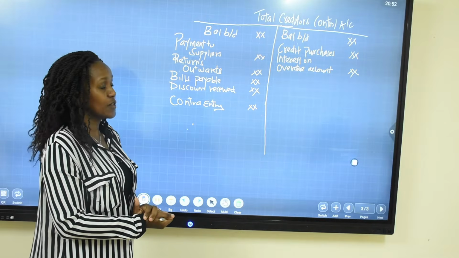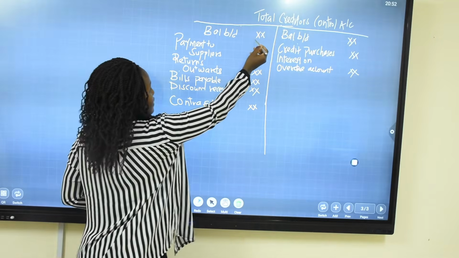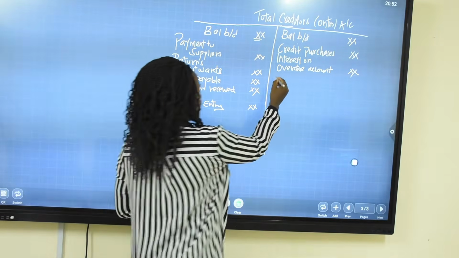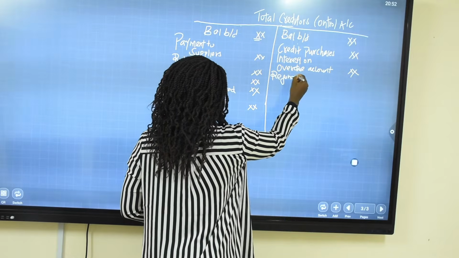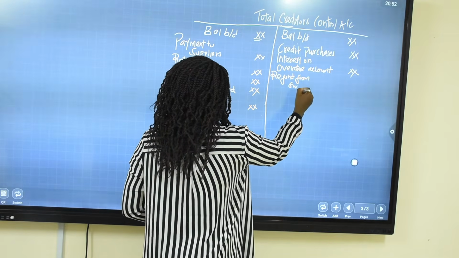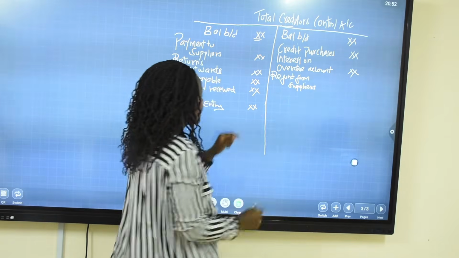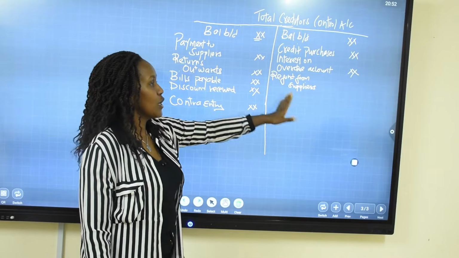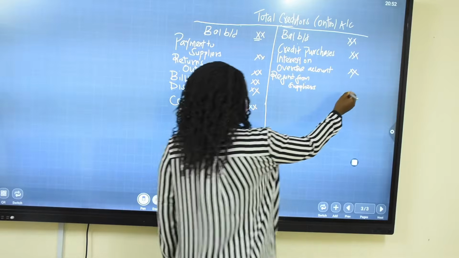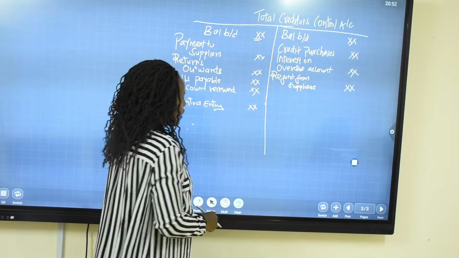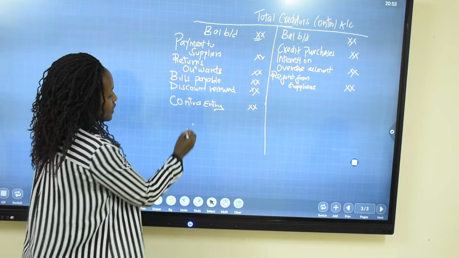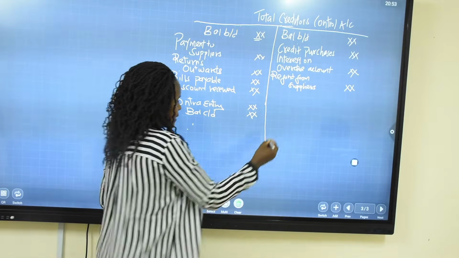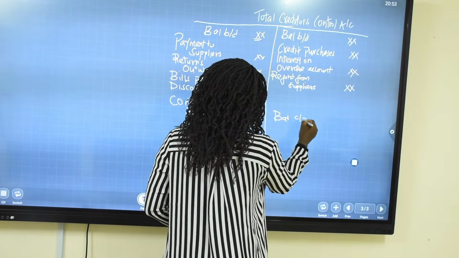Now, we may also receive some refund. Out of this money that we had overpaid, we may receive some refund from the suppliers. So if we get a refund, we are going to put it here, refund from suppliers. This is an amount that was overpaid. So if we get any amount from this amount that we had overpaid, we may get a refund from the suppliers, which we are going to debit. So at the end of the day, we are going to have balance carried down on both sides.